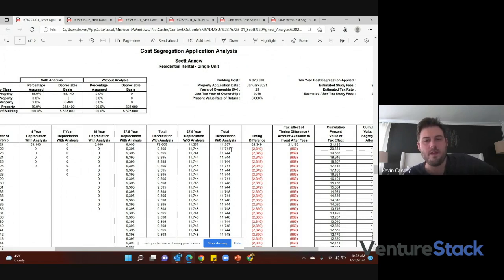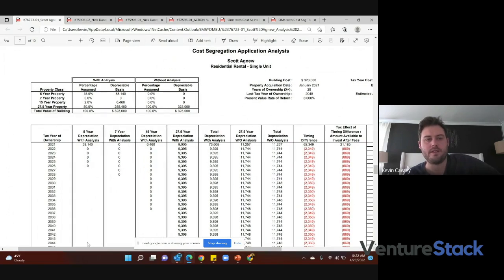What we're doing with cost seg, we're taking parts and pieces and components that won't last 27 and a half years. For an example, we'd go through the building and we'd say, hey, the wood trim in this building won't last 27 and a half years. It'll last 5 years. And we'll say, hey, the cabinetry won't last 27 and a half years. It'll last 5 years. And we'd say the small 3 parking spots behind the rental won't last 27 and a half years. It'll last 15 years.